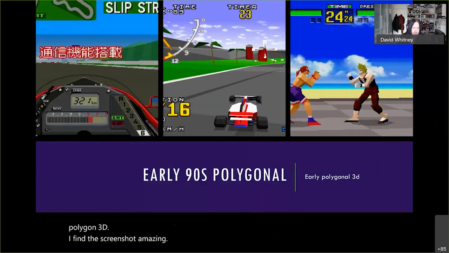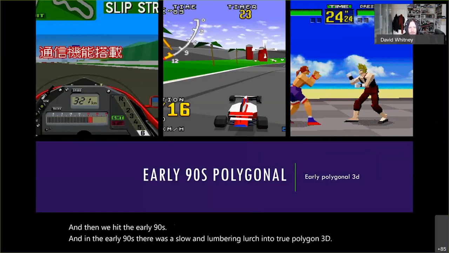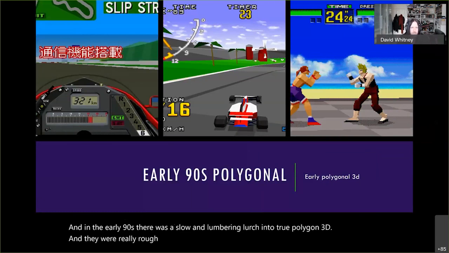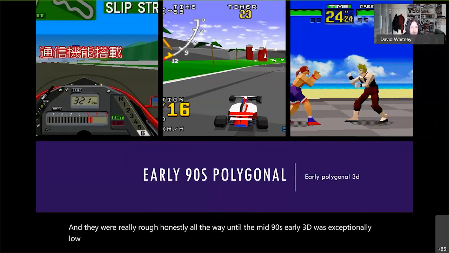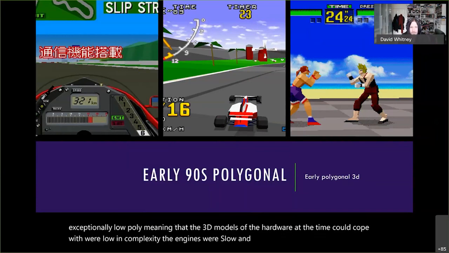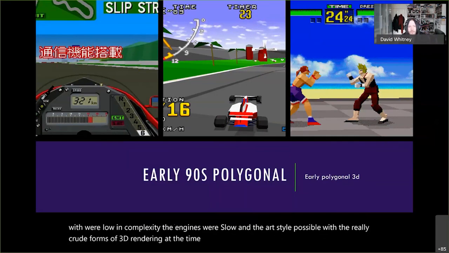And then we hit the early 90s. And in the early 90s, there was this slow and lumbering lurch into true polygonal 3D. And they were really, really rough, honestly. Like, all the way until the mid-90s, early 3D was exceptionally low poly, meaning that the 3D models that the hardware at the time could cope with were low in complexity. The engines were slow, and the art style possible with the really crude forms of 3D rendering at the time was really, really rough. Like, this stuff has not aged well at all.